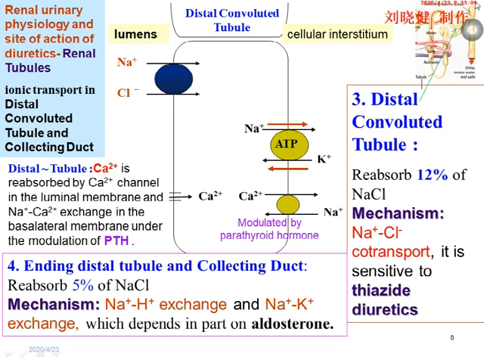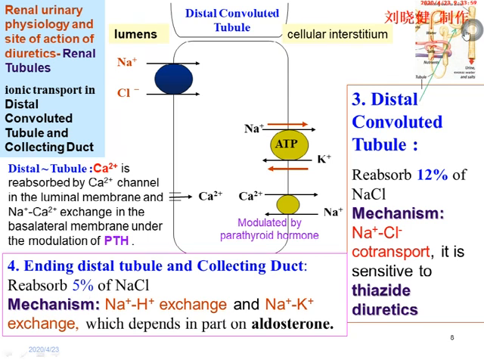Next, the ending distal tubule and collecting duct. This segment reabsorbs 5% of sodium chloride, and the mechanism depends on the sodium-hydrogen exchange and sodium-potassium exchange. This process depends in part on aldosterone. So some drugs may work as aldosterone receptor antagonists and can inhibit this reabsorption process. Some drugs may also inhibit this exchange. They also have a relatively weak diuretic effect, because here just 5% of sodium chloride is reabsorbed. Are you clear now?